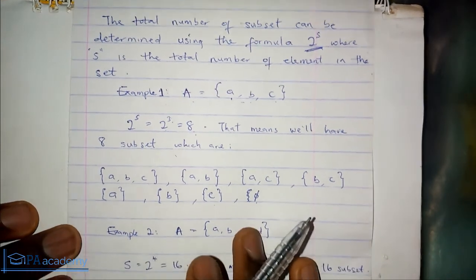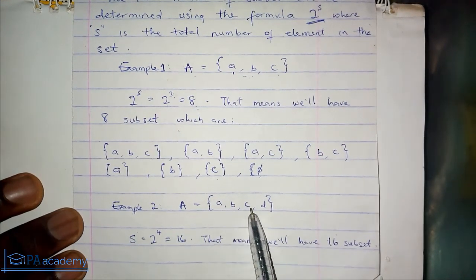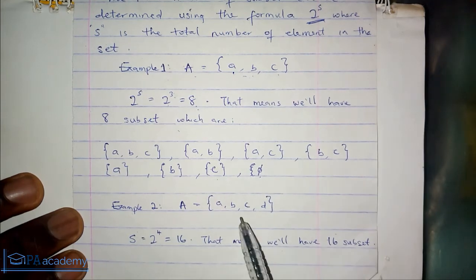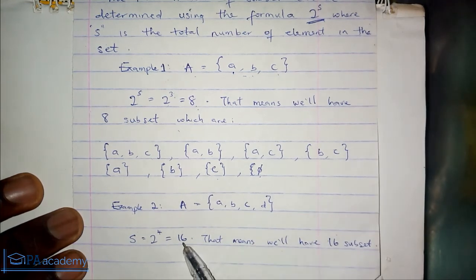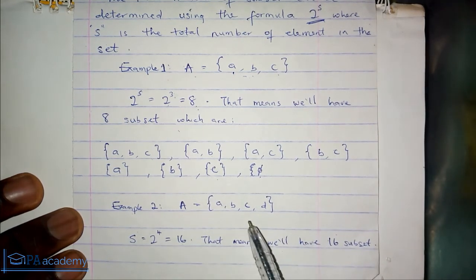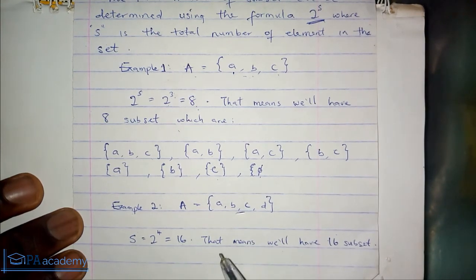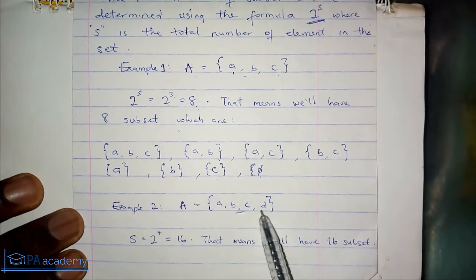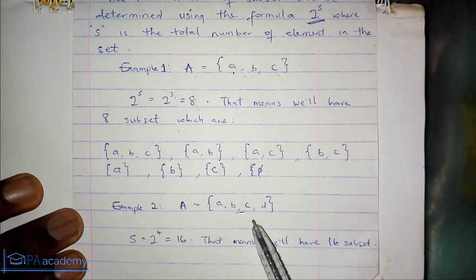So this is example 2 now. We say A is equal to A, B, C, D. So right here we have four elements. Given that we have 4 elements, that will be 2 raised to power 4, and 2 raised to power 4 is 16. So that means we'll have 16 subsets from this particular set. So the power set for this particular set with 4 elements is 16, and you are going to get 16 subsets for this.